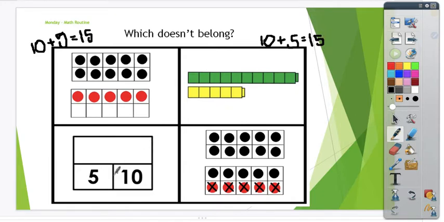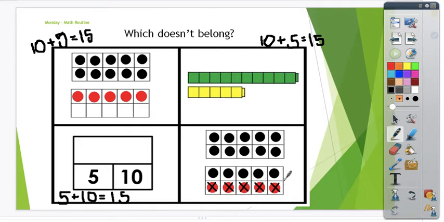All right, and now we have 5 and 10. We have our part, and our whole. So if we have our part plus our part, what is our whole? What is the whole number? 5 plus 10 equals 15. Very good.